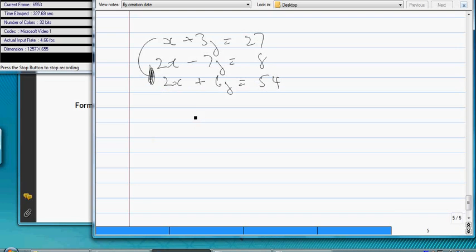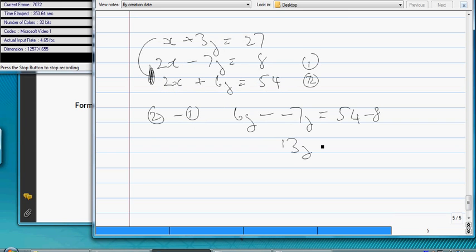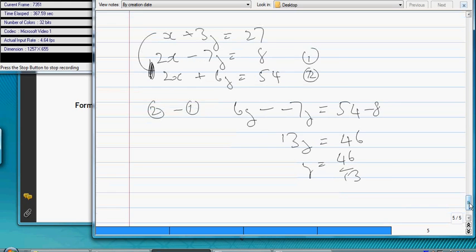These are the same sign, so I'm going to subtract. But be careful, subtraction's a bit complicated. I'm going to do the bottom one, number 2, take away number 1. So the bottom is 6y take away the top, which is minus 7y, would equal 54 minus 8. 6y take away minus 7y will be 13y. 54 minus 8 is 46. So y is equal to 46 over 13. Feed that into here and you would get x.